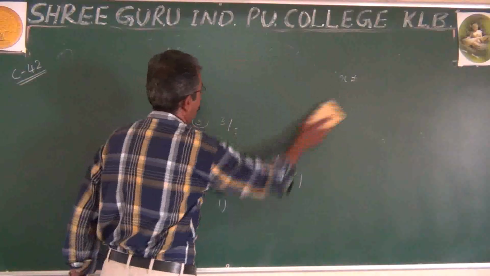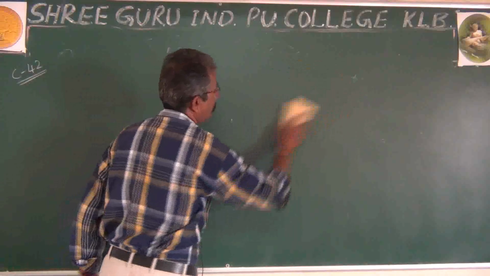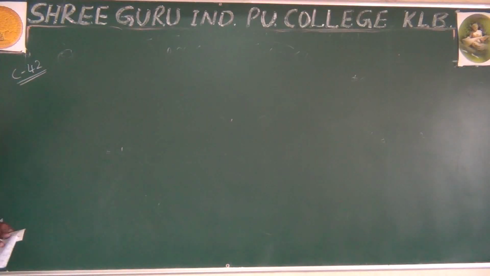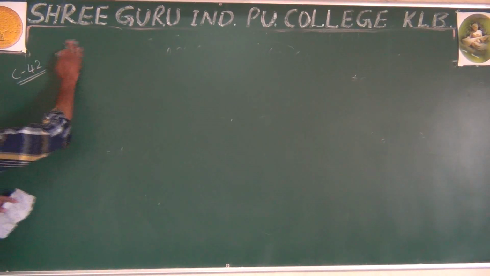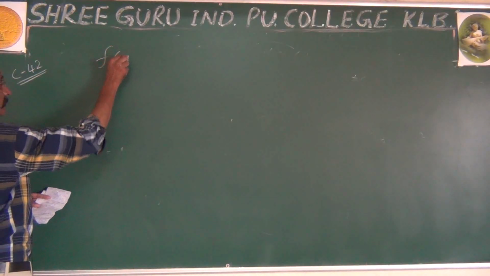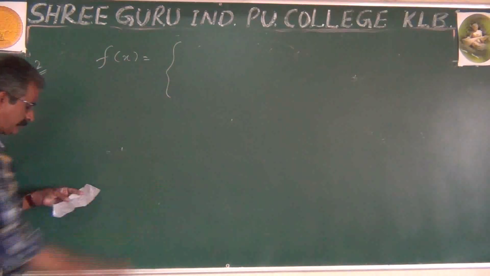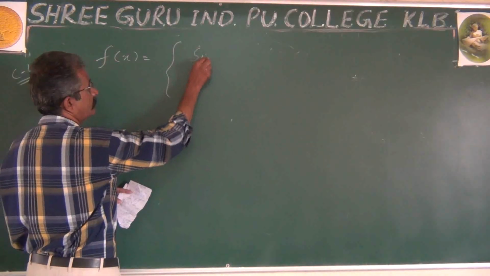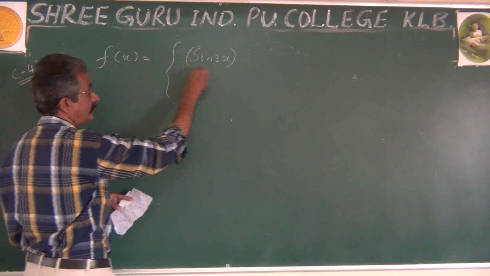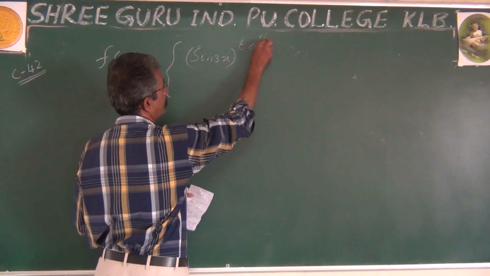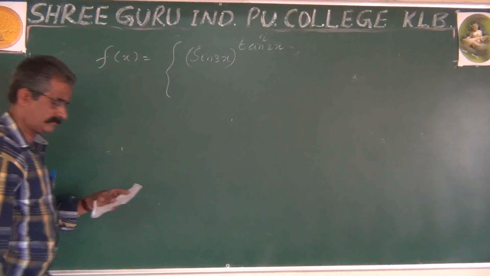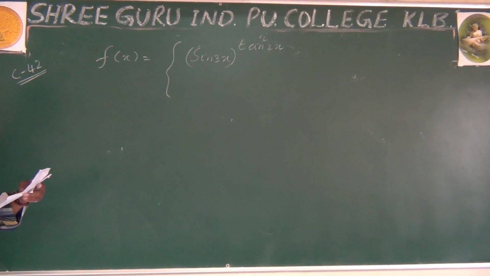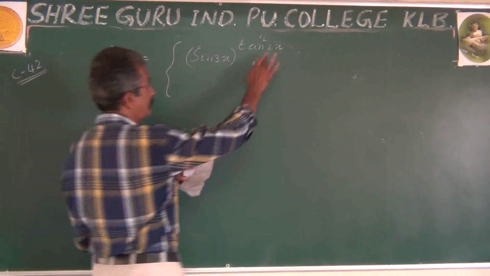Number you please maintain yourself. Next, the function f of x defined by f of x equals sin 3x whole to the power of tan square 2x. Sin 3x whole to the power tan square 2x.